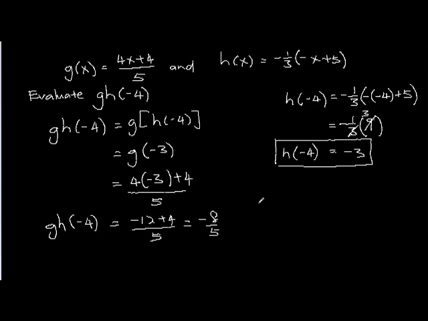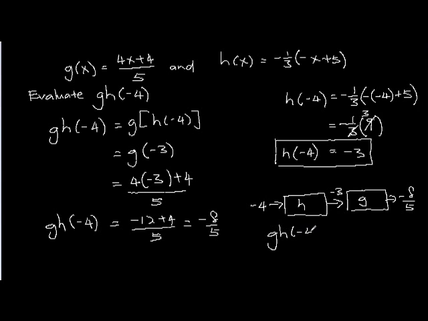This means when negative 4 is fed into function h, the output is negative 3, and when negative 3 is fed into function g, the output is negative 8 over 5. So the whole process here can be described as g(h(negative 4)) equals negative 8 over 5.